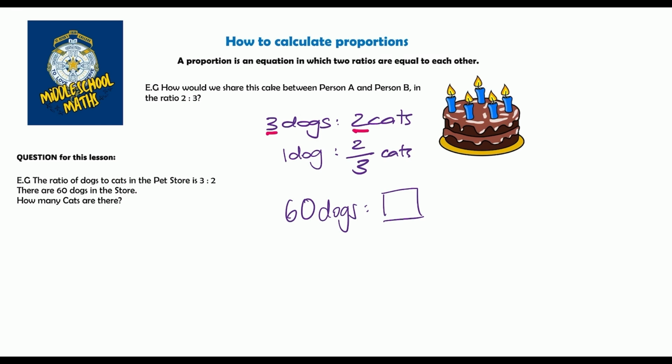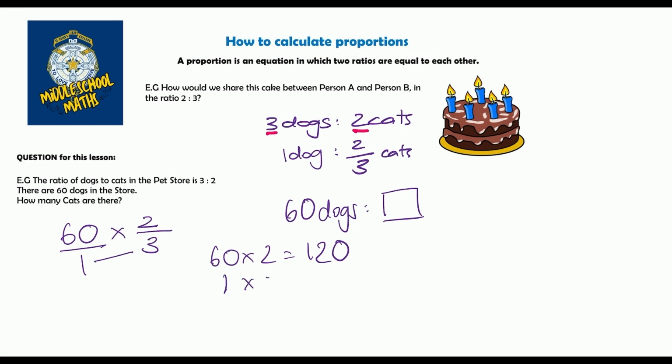So we can actually make this into a multiplication problem. So we do 60 times our 2/3. Now, when we are multiplying fractions, we can put a 1 underneath that. Step 1 means that we times our numerators, which is our 60 and 2, which gives us 120, and then our bottom ones, which is 1 times 3, or our denominators, sorry. Cool. And then we get 120 over 3.